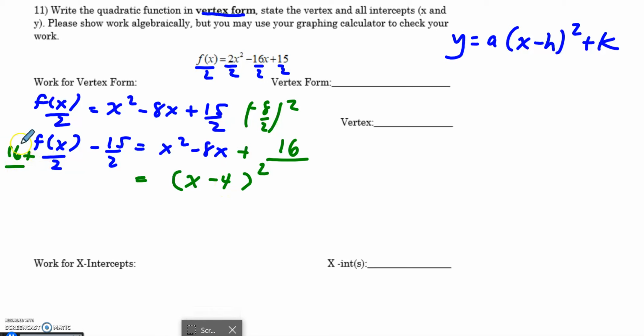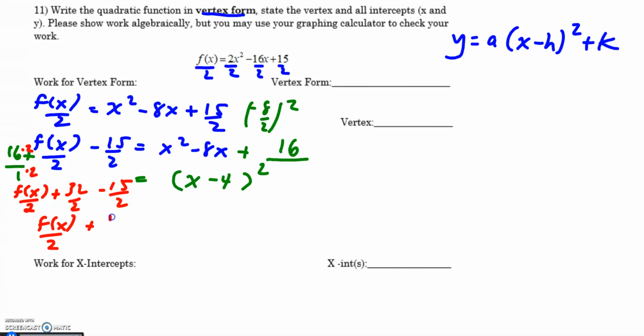Now over here, we need the 16 to combine with the negative 15/2. So to do that, let's think of this as negative 16 over 1, and we need to make this have a denominator of 2. So we need to multiply top and bottom by 2 over 2. So what we really have is f of x over 2. Let's leave that alone, but let's change this to be 32/2 minus 15/2. So that would be f of x over 2 plus 17/2 equals x minus 4 quantity squared.